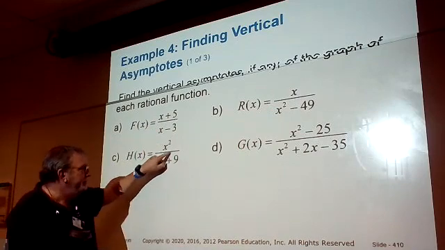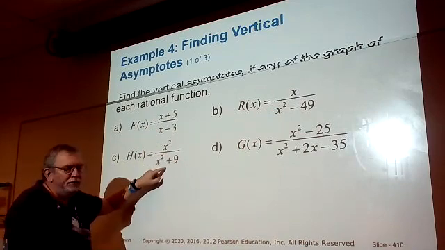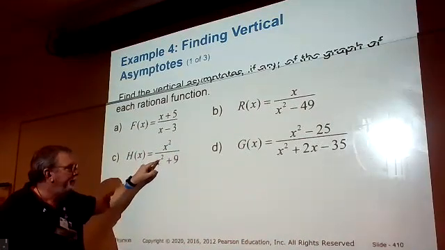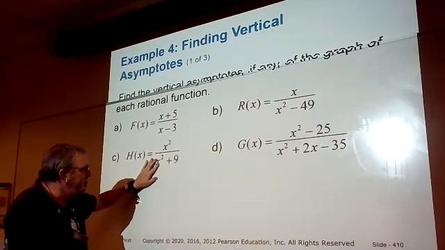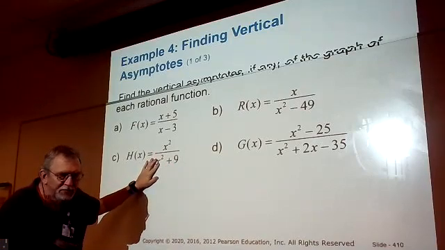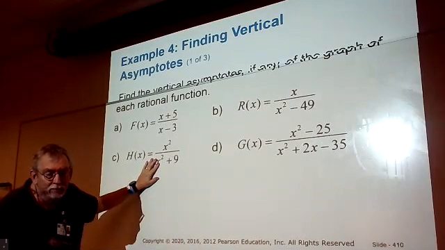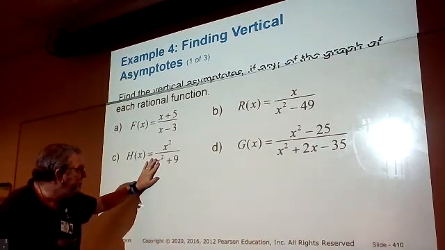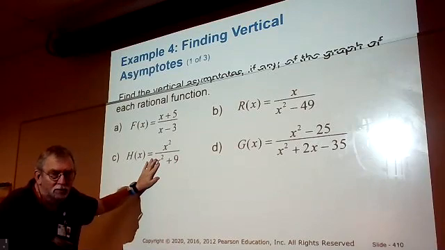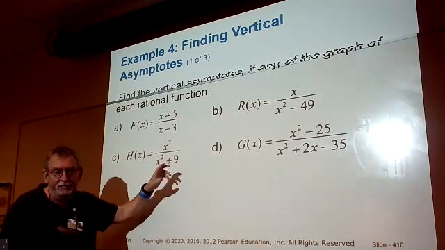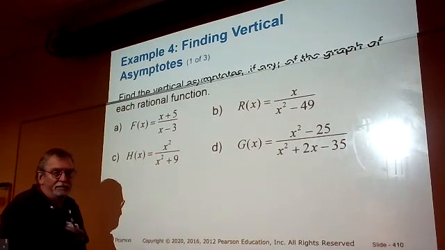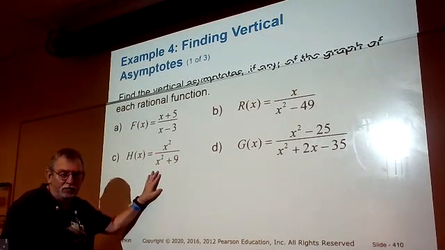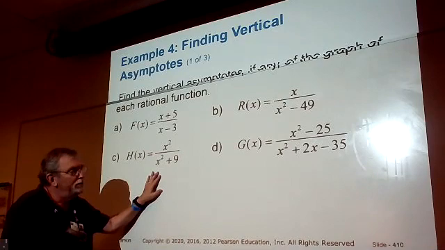Here, the denominator will never equal 0. x squared plus 9 will never be 0. The smallest number the denominator can be is 9. Because once I get off of 0 and I square it, I'm going to be adding a positive number to 9, so it's going to be greater than 9. So we don't have a vertical asymptote. We do have a horizontal asymptote. That's 1.